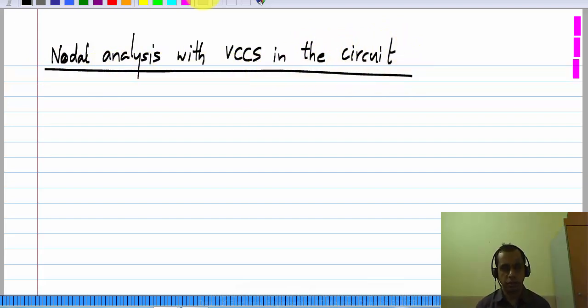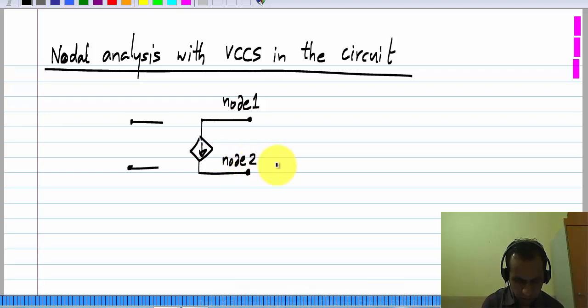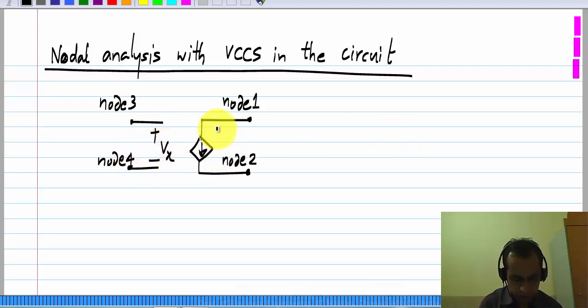A voltage control current source, it's connected between some nodes. Let me call these node 1 and node 2, and the controlling nodes as node 3 and node 4. If there is Vx between them, the current between node 1 and node 2 will be Gm Vx. Now when I said it's similar to a resistor, this is what I meant.